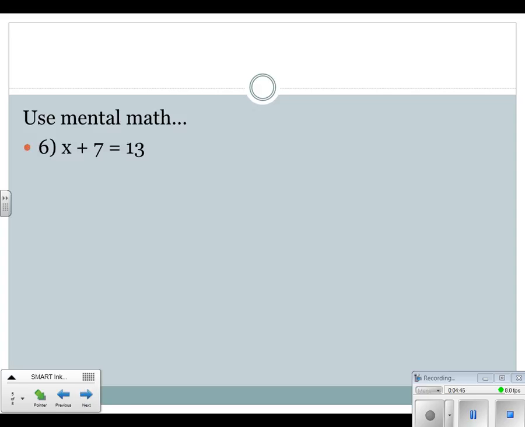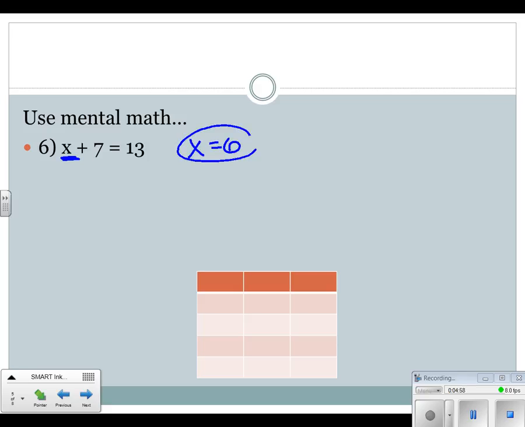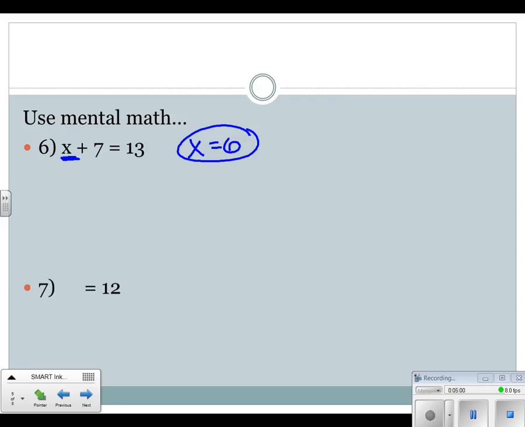We're going to use mental math. X plus 7 is the same as 13. So you should know what value plus 7 is 13, which is 6. So x equals 6.